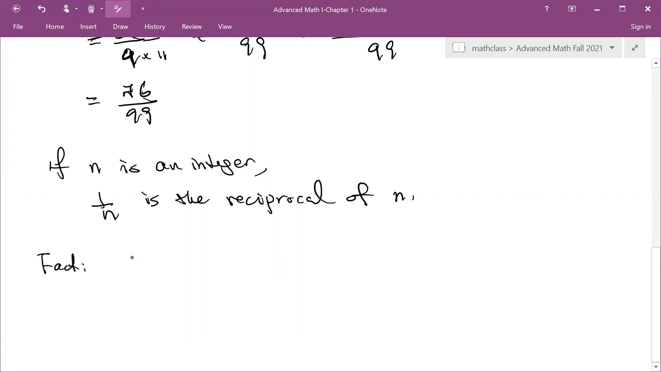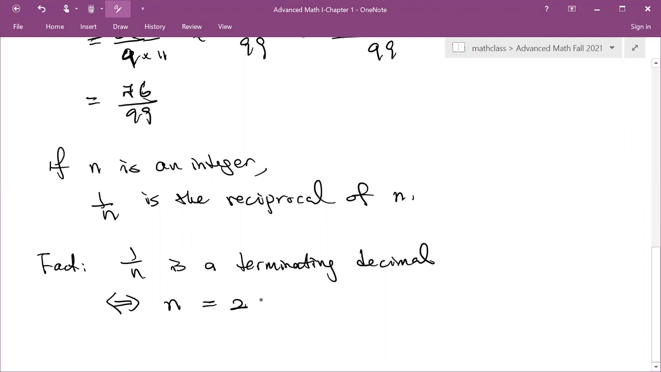You have to know that. This one is a terminating decimal if and only if n only contains factors of 2 and 5. That means it can be written as 2 to the power p times 5 to the power q.